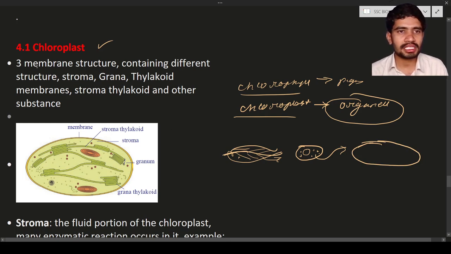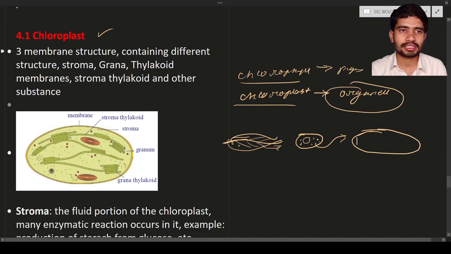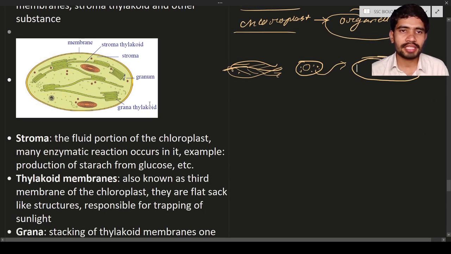This chloroplast is a three-membrane structure. We will discuss how the three membranes are formed. This diagram is a chloroplast, and it has different structures: the outer membrane and also the inner membrane. So two membranes are present. The third membrane is known as grana. What is meant by grana?